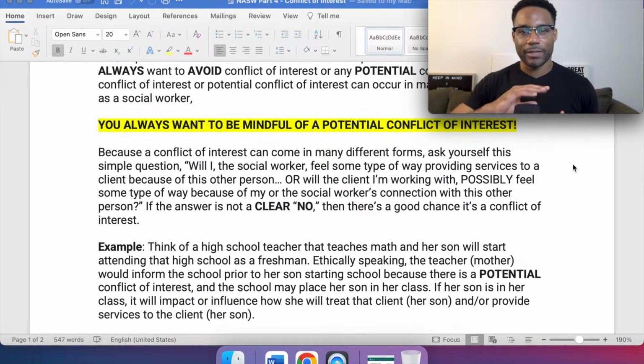Example. So we're going to take it away from the social work element for a minute. Think of a high school teacher that teaches math, and her son will start attending that high school as a freshman. Ethically speaking, the teacher, the mother, would inform the school prior to her son starting school because there is a potential conflict of interest, and the school may place her son in her class. If her son is in her class, it will impact or influence how she will treat that client, which is her son or the student, and or provide services to the client or her son.